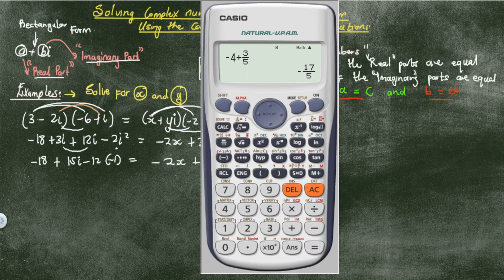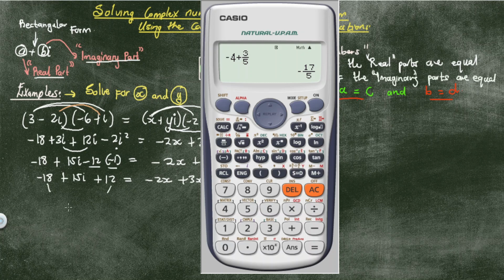Let's simplify the last one further. Minus 2yi plus 3y minus 1. Alright, so this is minus 18 plus 15i. Negative 12 times this negative 1, it gives us a plus 12 equal to plus 3xi minus 2yi minus 3y.